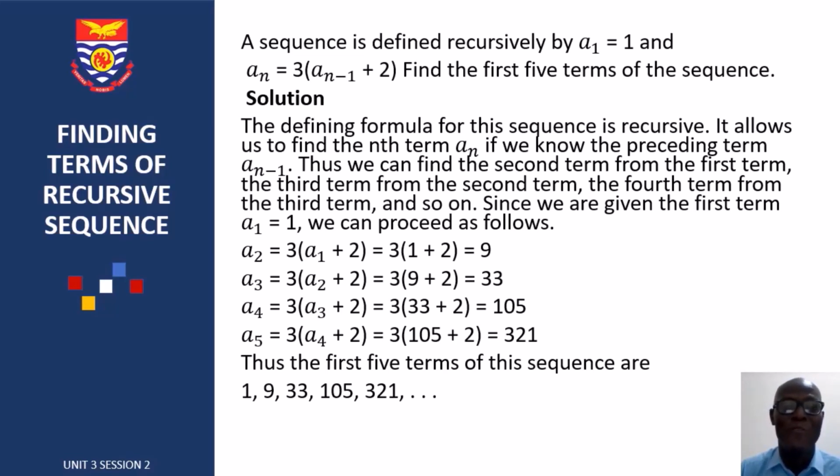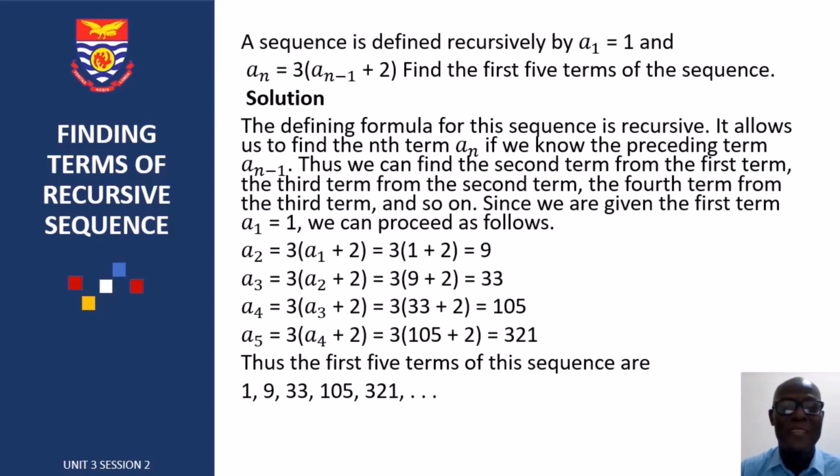To find our fourth term, we put 4 in place of n. So a subscript 4 is equal to 3 times (a subscript 3 plus 2). Now we know a subscript 3 to be 33, which gives 3 times (33 plus 2). Now 33 plus 2 is 35. When 35 is multiplied by 3, it gives 105. Hence, our fourth term is 105.